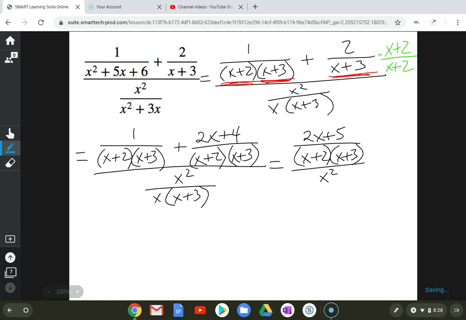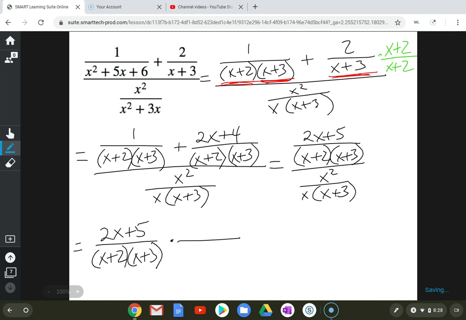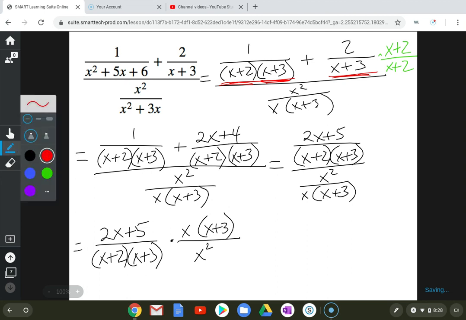over my other denominator. And now I can turn this division problem into multiplication. So I have 2x plus 5 over my LCD x plus 2, x plus 3 times x plus 3 over x squared. All right, if we start canceling, x plus 3's, goodbye, goodbye. And then we could also cancel one of these x's. An x with this x squared is gone.